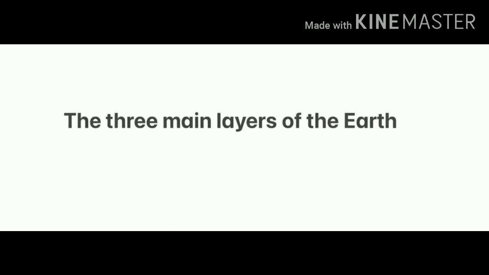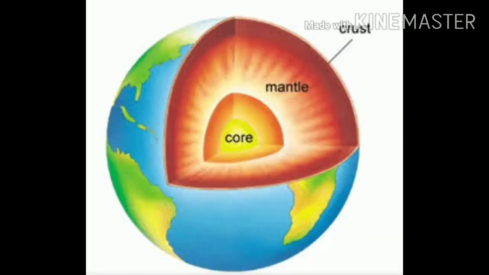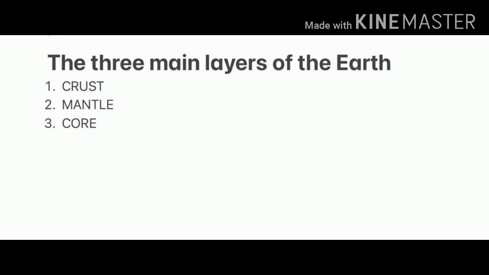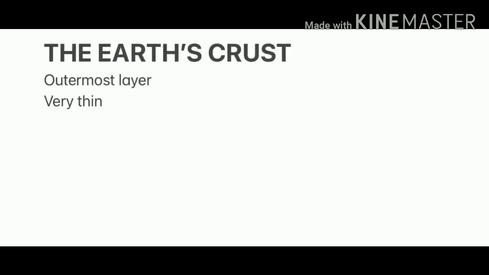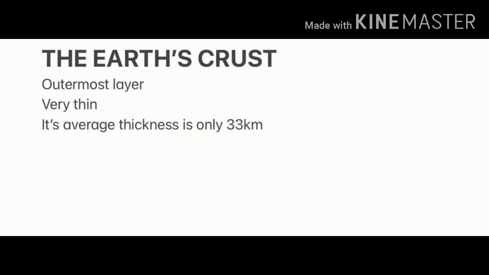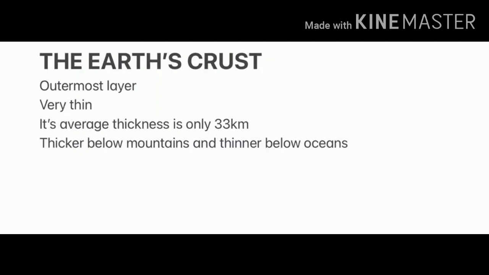Now, let us talk about the three main layers of the Earth, that is the crust, the mantle, and the core. Firstly, the Earth's crust, which is the outermost layer and is also the thinnest layer as compared to the other layers. Its average thickness is only 33 km. It is a solid layer composed of rocks. It is thicker below the mountains and thinner below the oceans.